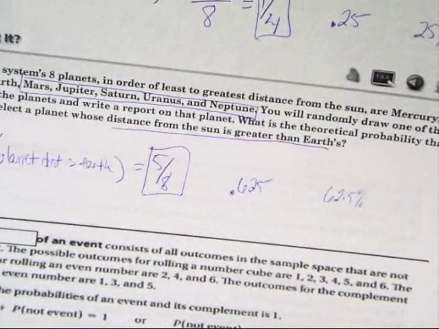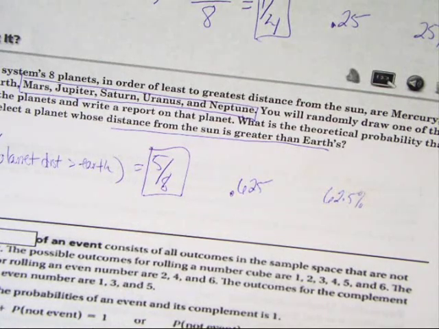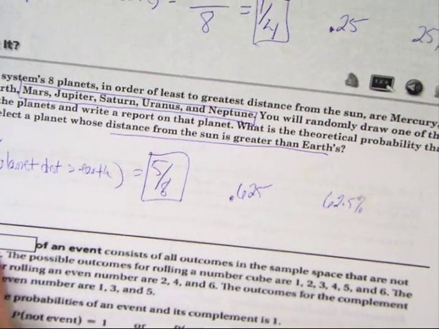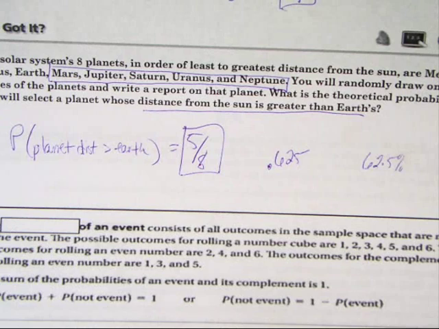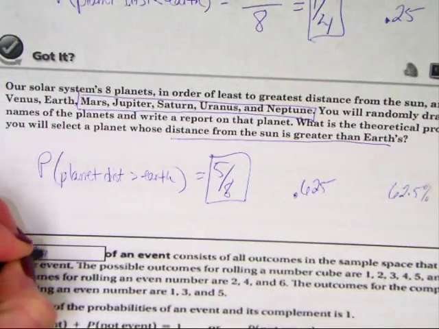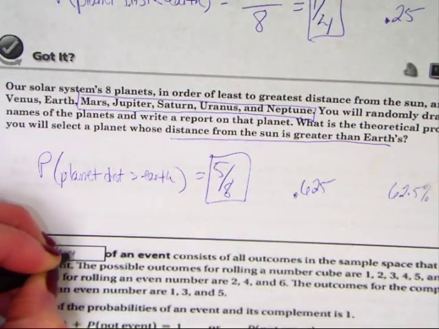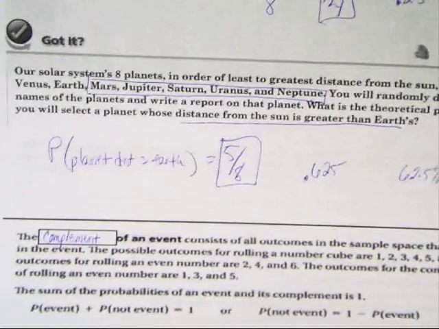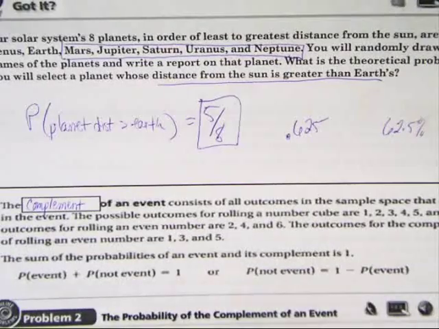Next, we are going to talk about a complement of an event. When you get to geometry, you're going to talk about something called a complement of an angle. And you're going to learn that 2 things complement each other if they make 90. Well, in algebra and statistics, a complement of an event is everything that you're missing, pretty much.